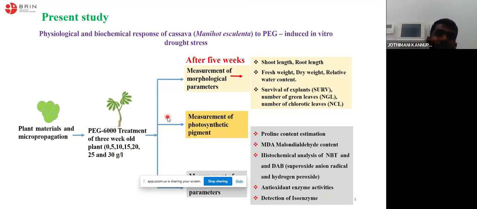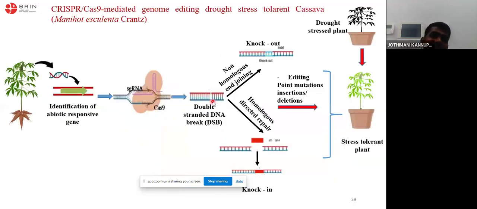This slide shows the present study from my post-doc research period, the physiological and biochemical response of cassava to PEG-induced in vitro drought stress, for the in vitro selection of drought-resistant cassava plants. We are focusing on some physiological and biochemical analysis to identify the better drought stress-resistant cassava plants. This one is the CRISPR-mediated genome editing of drought stress-tolerant cassava.